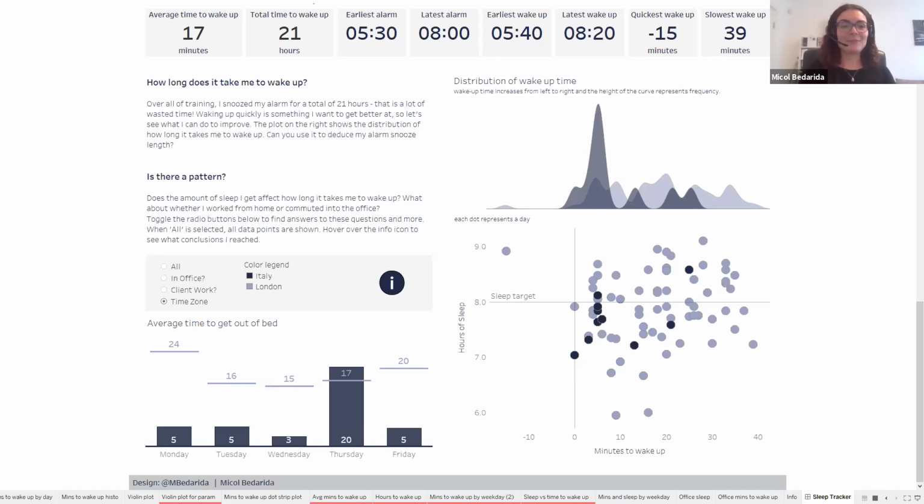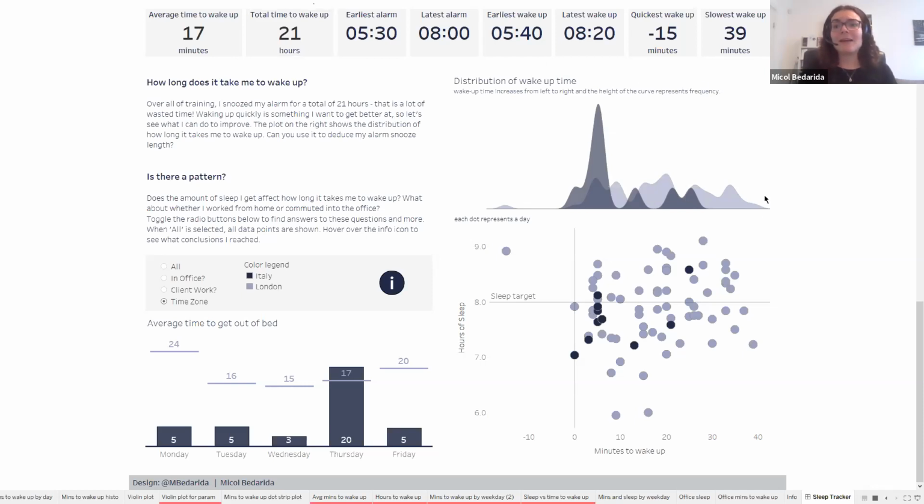So it seems to me, by looking at the in-office or time zone breakdown, that in order to wake up quickly, I need some sort of motivation. Missing a tube is a good motivation, or going for a morning swim as well. As a result of having created this viz, I have tried building more motivations like this into my morning routine so that I waste less time in bed, because 21 hours over a 16-week time period is just a lot of wasted time.